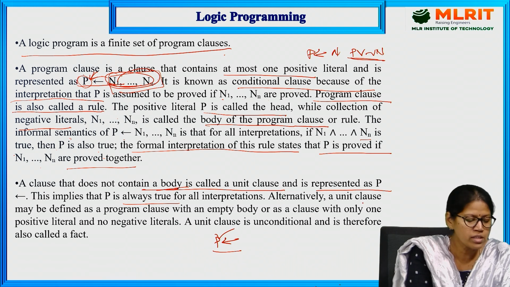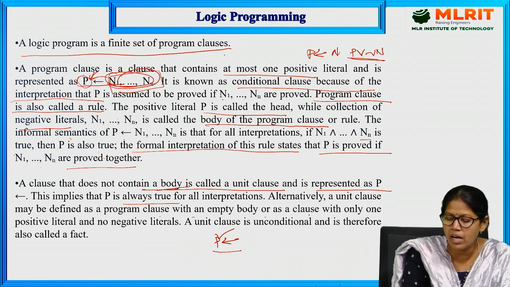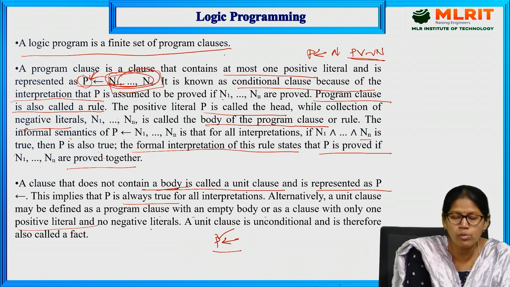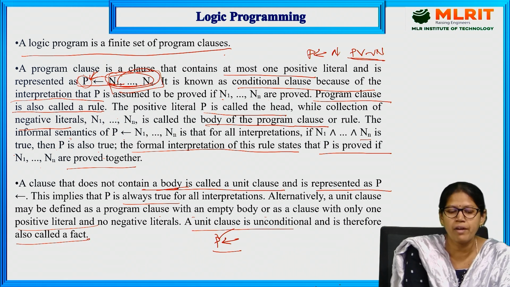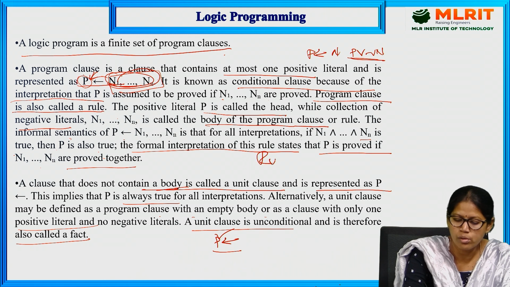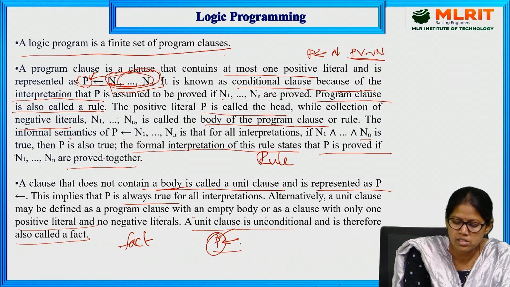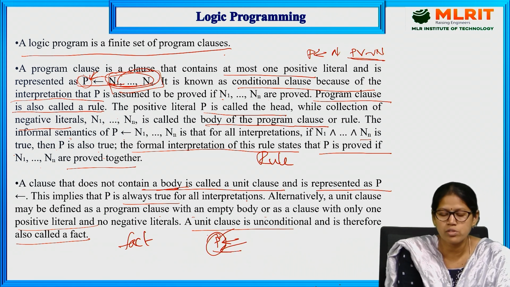Alternatively, a unit clause may be defined as a program clause with an empty body, or a clause with only one positive literal and no negative literals. A unit clause is unconditional and is therefore also called a fact. So this one is called a rule and this one is called a fact. Only one positive literal and the implied symbol will be there.